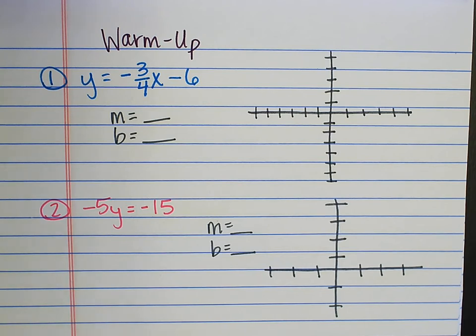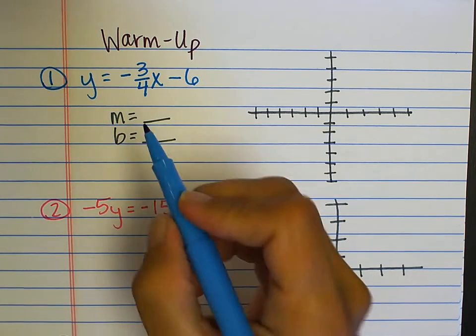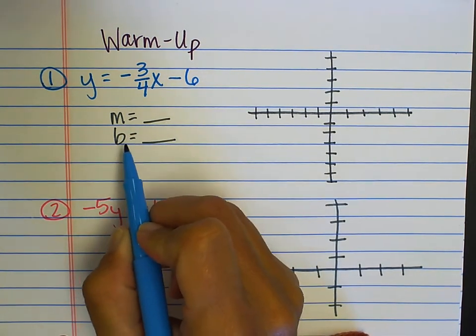All right, let's go over the warm-up problems. It asks you to graph the equations that were given. In order to graph, we know that we need the slope and the y-intercept. So every single time we're going to write m equals blank, b equals blank.